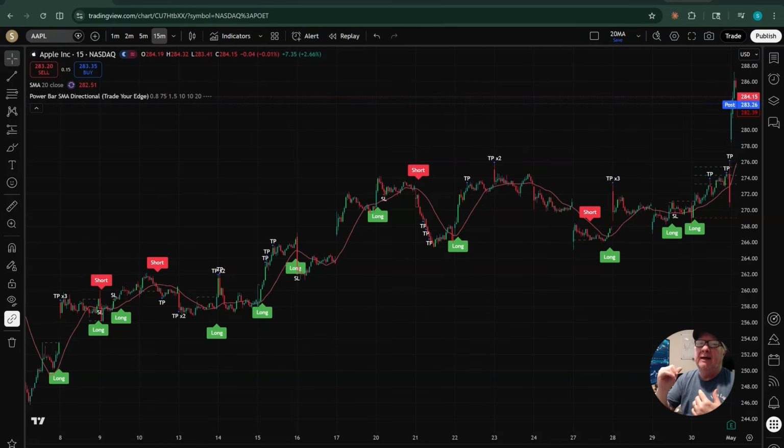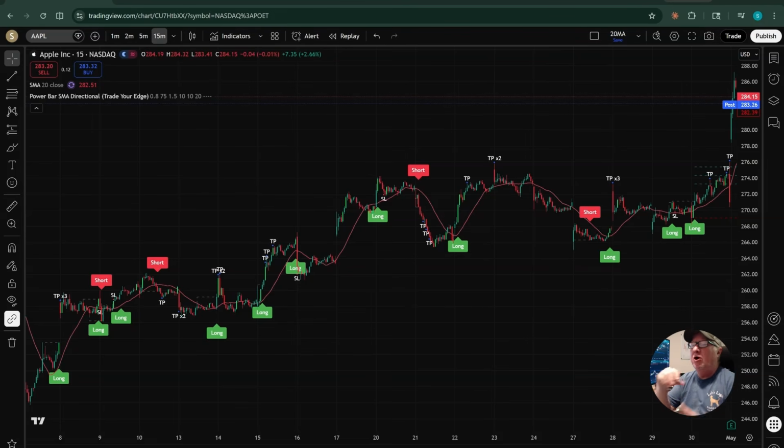I'm Steven. I'm a former market maker, an arbitrage expert. And today I'm going to teach you a little bit about the power bar and how it works on a 15-minute chart, which can be used for intraday trading and swing trading. It kind of bridges the gap between the two.